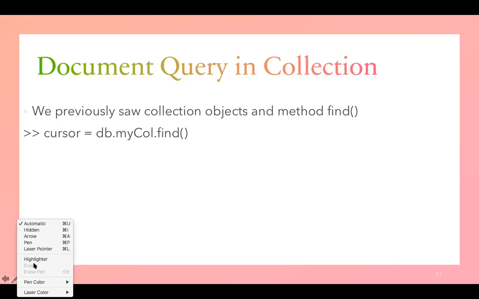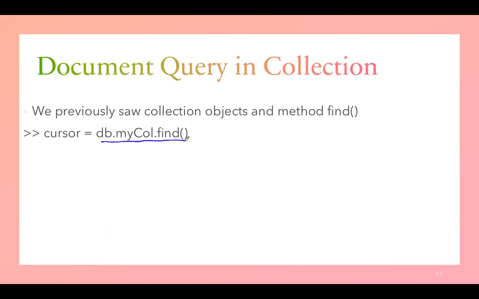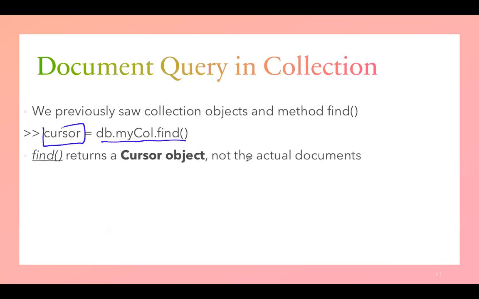Okay, and green. I shouldn't use green, I should use blue. Okay, so remember at some point I mentioned the thing that is called cursor. We'll get into the cursor. One of the things we previously saw were collection objects and the find method, and what this simply does is, this find will create a cursor object, okay? And find returns a cursor object, not the actual document at this point.